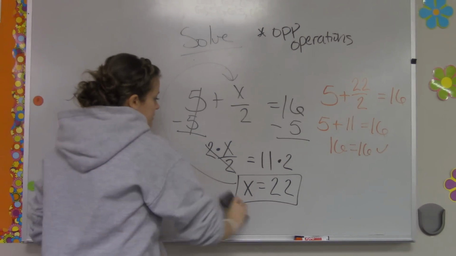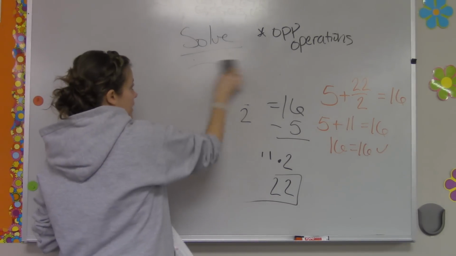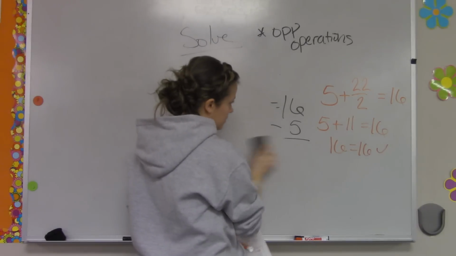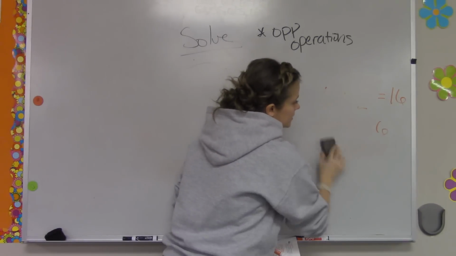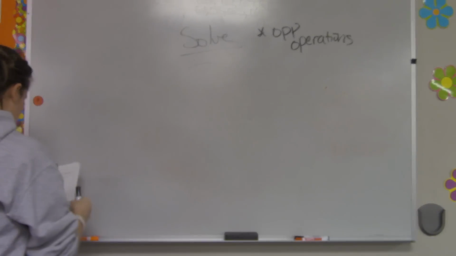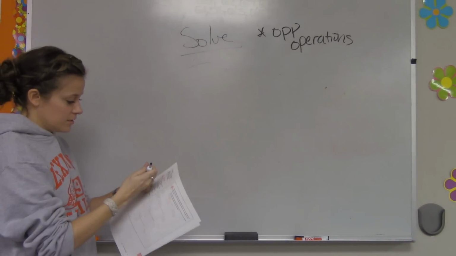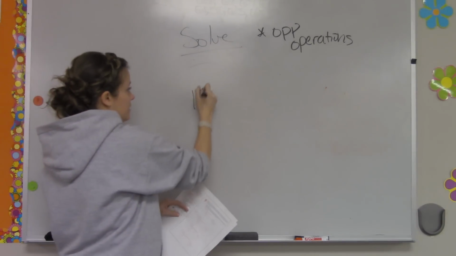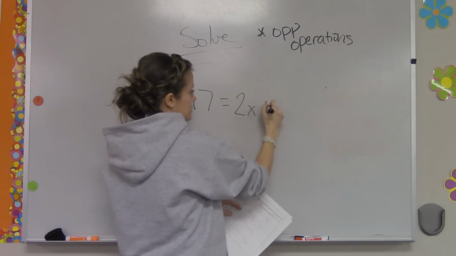Okay, so I'm going to give you guys some to try. So maybe you have a whiteboard because you're in class, or maybe you're at home and you have a scratch piece of paper that you can do these on. So here's one I would like for you to try. You have 17 equals 2x plus 8.